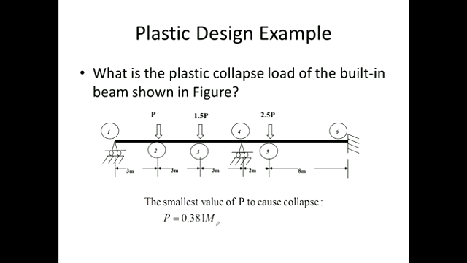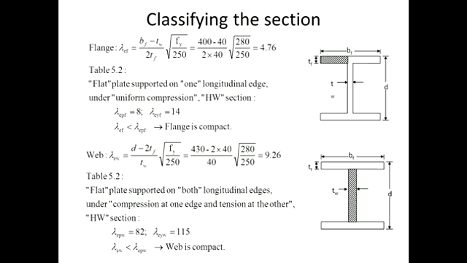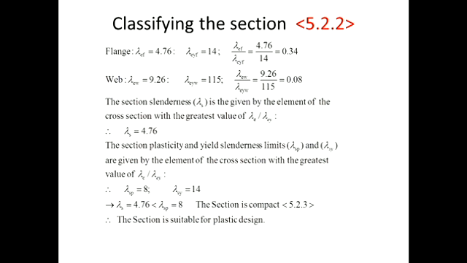So then the design side of things is looking at the classification of the section. We know that the section has to be compact. If we look at the flange and the web, and both of them are compact, as is the case for this, then we can say that the section is compact. And if the section is compact, then we know that the section is suitable for plastic design.